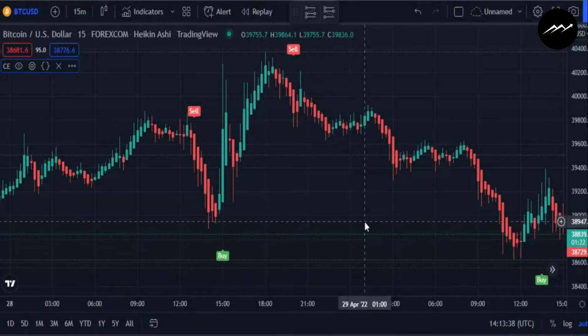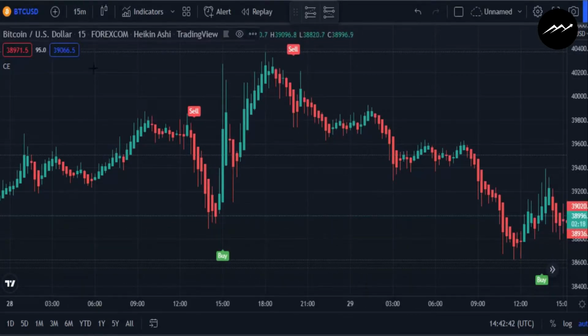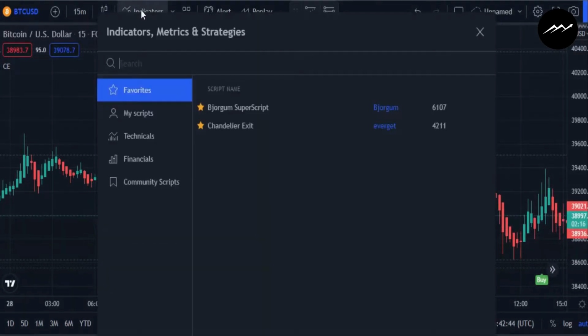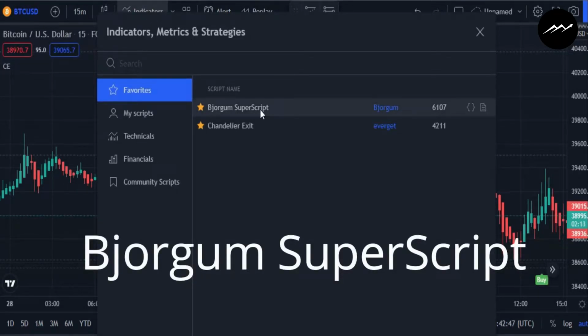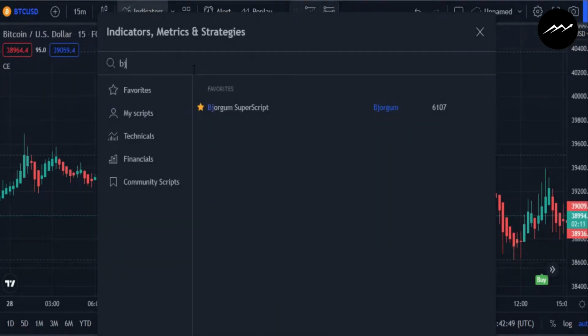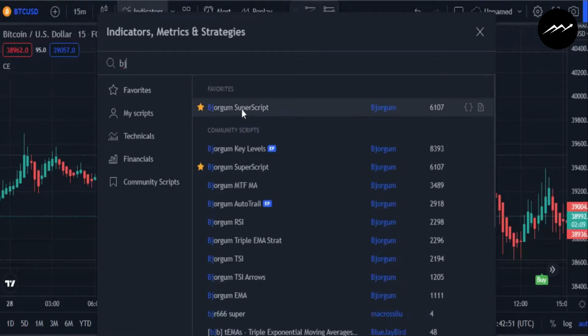Now we need to add the second indicator to the chart to filter the wrong signals. The name of the second indicator we need to add to the chart is Bjorgum SuperScript. Add this indicator to the chart.